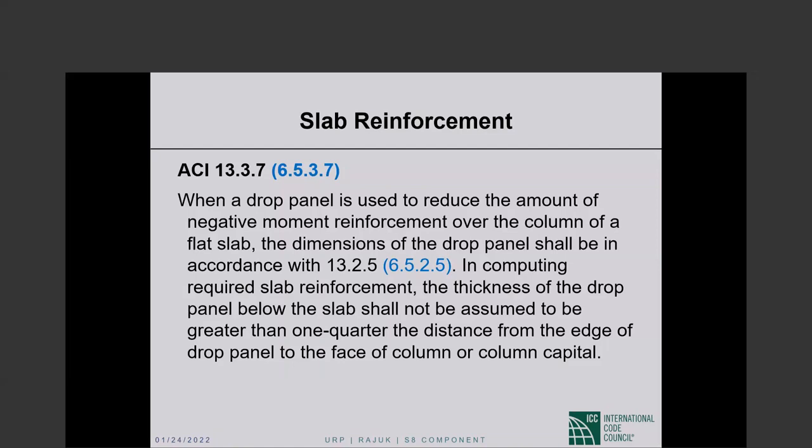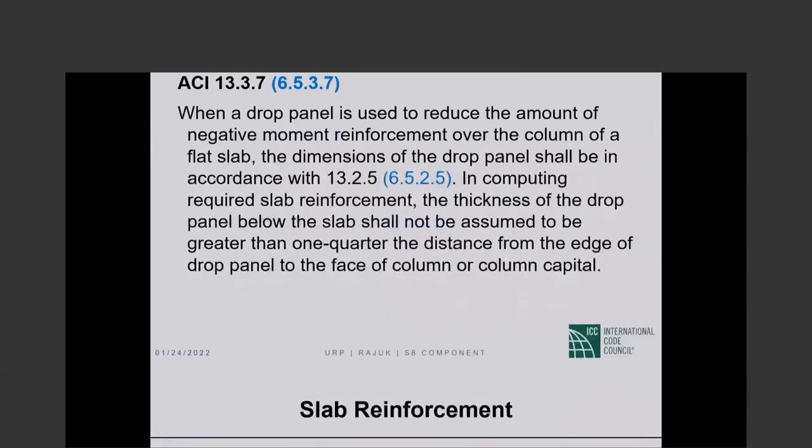That is not exactly what I said. It is not saying disregard anything that is more than 1/4 the thickness of the slab. So let us read: the thickness of the drop panel below the slab shall not be assumed to be greater than 1/4 the distance from the edge of drop panel to the face of column or column capital. Okay, so you will not take it any more than that. Anyway, you will understand it if you read it closely.